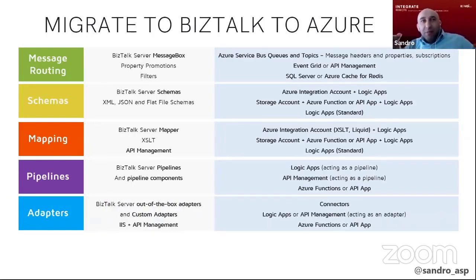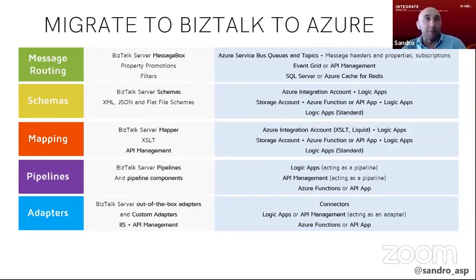Adapters. So in terms of adapters, there's a lot of stuff in BizTalk. There are out-of-the-box adapters, and there are custom adapters that you can create. You can also say that IIS is an adapter, because if you put HTTP in front, it is IIS that will deliver to you. API management is also the same for Azure instead of exposing in IIS. Well, in Azure, there are connectors. That is the most related stuff that you see as an adapter, okay? But actually, you can use also Logic App acting as an adapter, no?